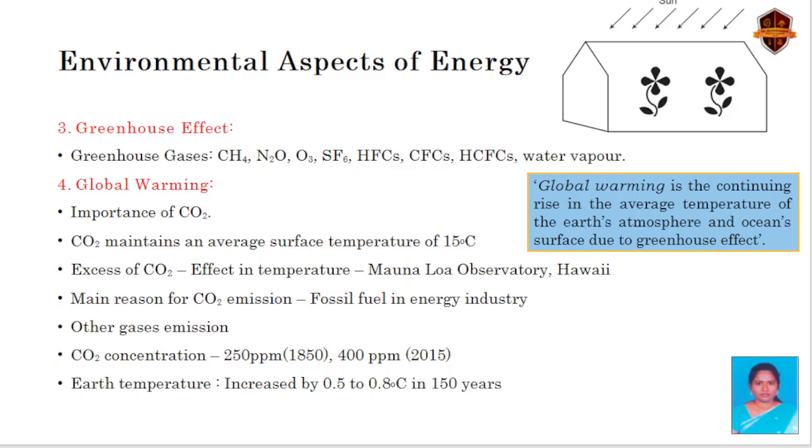Carbon dioxide plays an important role in maintaining Earth's average temperature. Excess carbon dioxide emission due to fossil fuel usage has increased its concentration from 250 ppm to about 400 ppm. This has increased Earth's temperature by 0.5 to 0.6 degrees Celsius over the past 150 years. The data on carbon dioxide concentration and temperature rise clearly show the impact of human activities. This emphasizes the urgent need for renewable energy adoption.